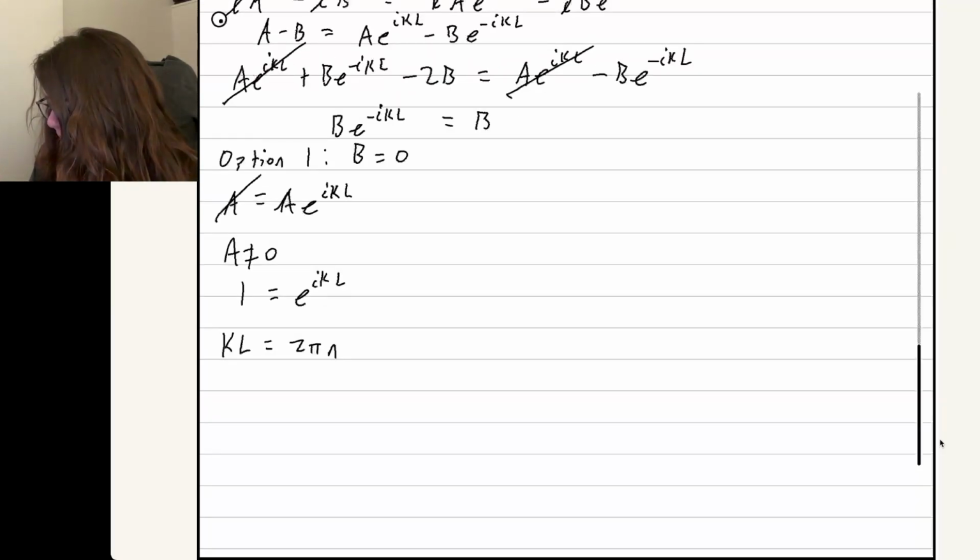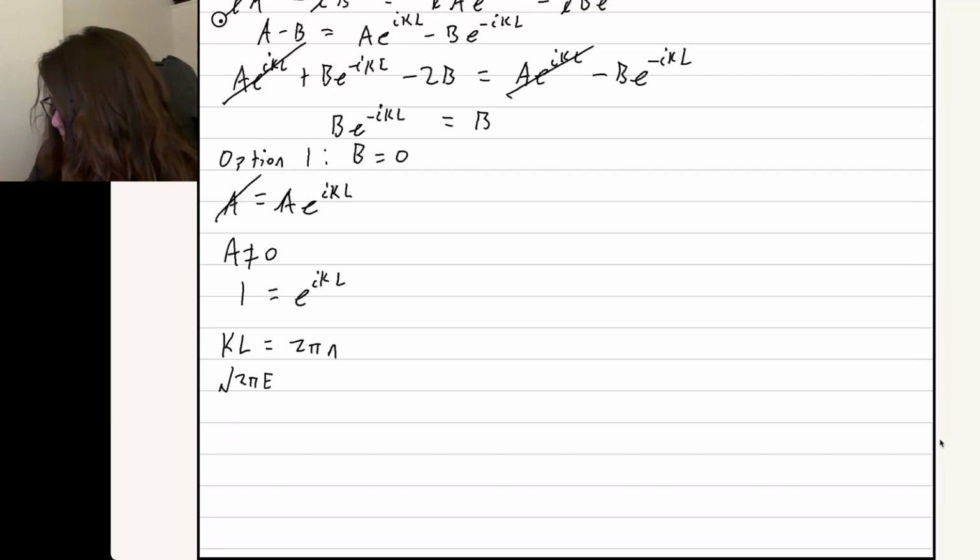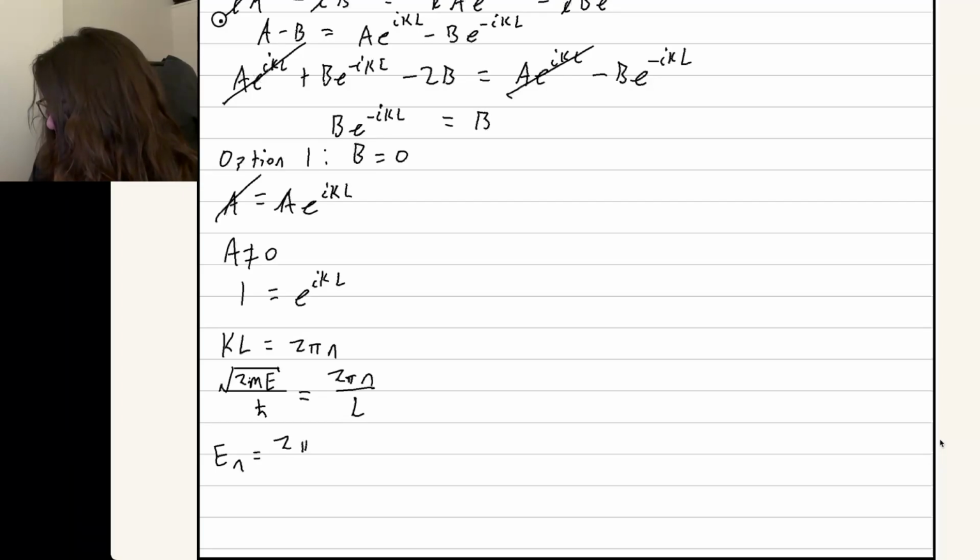And then we can expand the expression for k in terms of E, and this is actually the square root of 2mE over h bar, and then this is 2 pi n over L over here. And we can solve this for E, getting 2 pi squared n squared h bar squared all over m L squared, right?